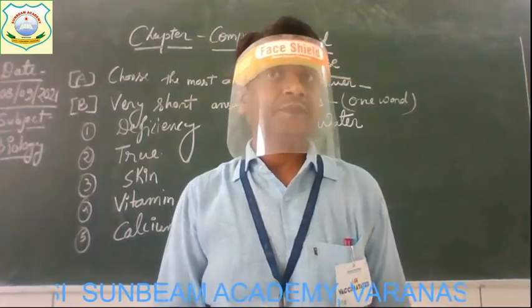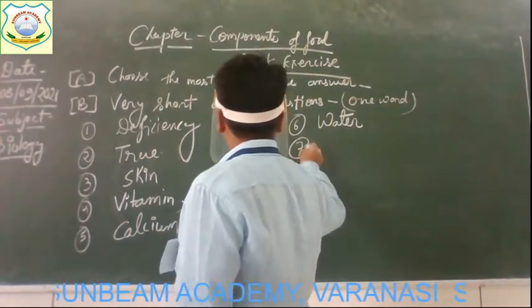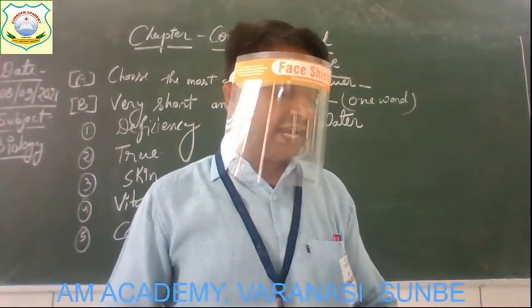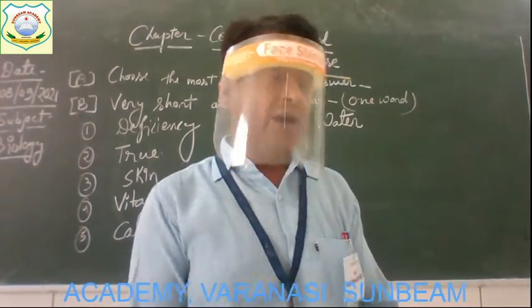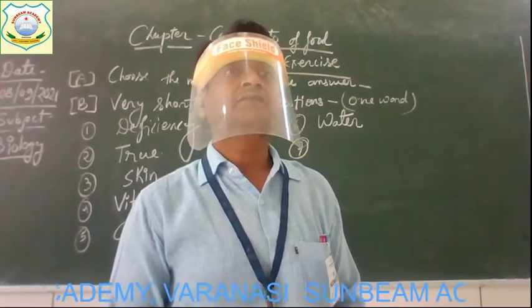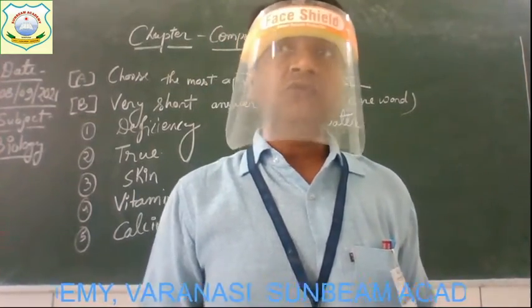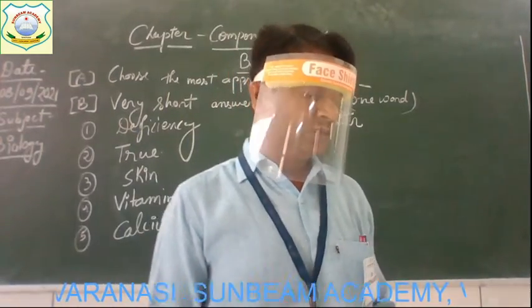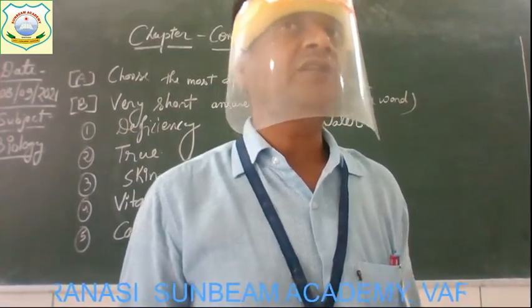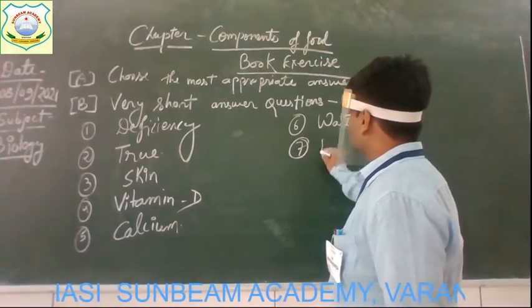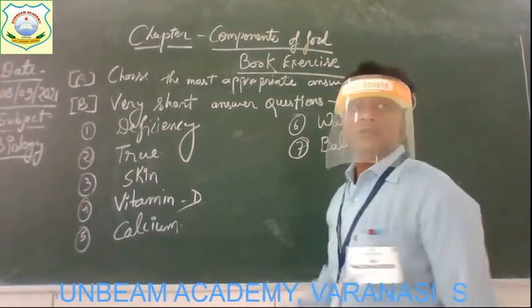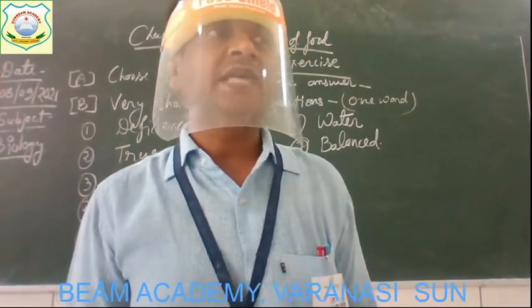Get it? Now come to the next question, question number 7, and the question is, a diet that contains the proper amounts of each nutrient. The food which we eat, which contains all the nutrients in proper amount. So it is called which diet? Balanced diet. It is known as balanced diet.